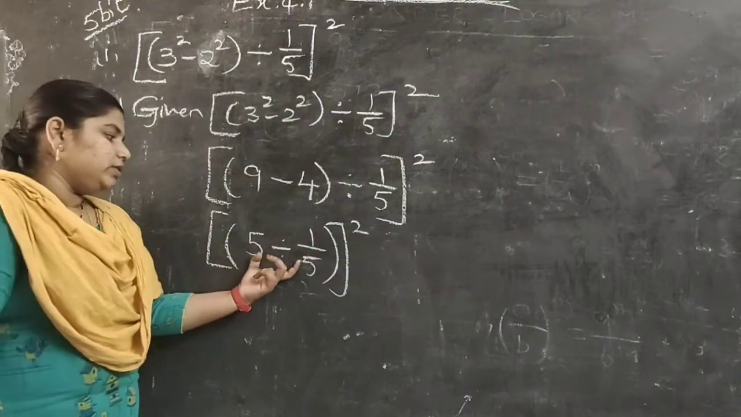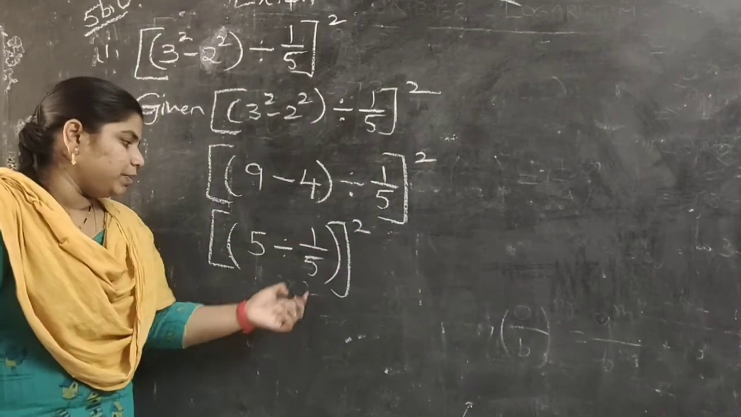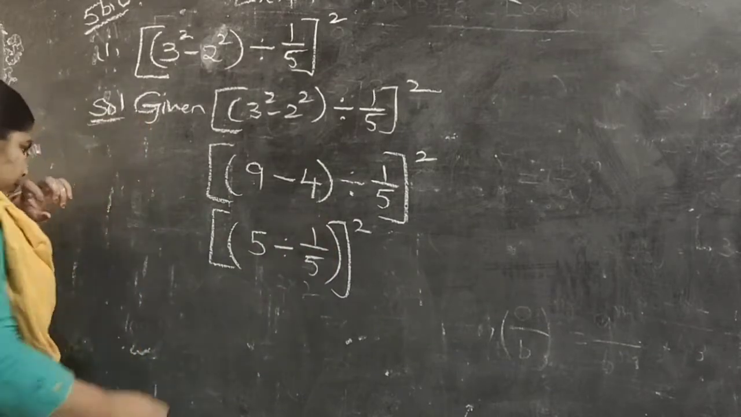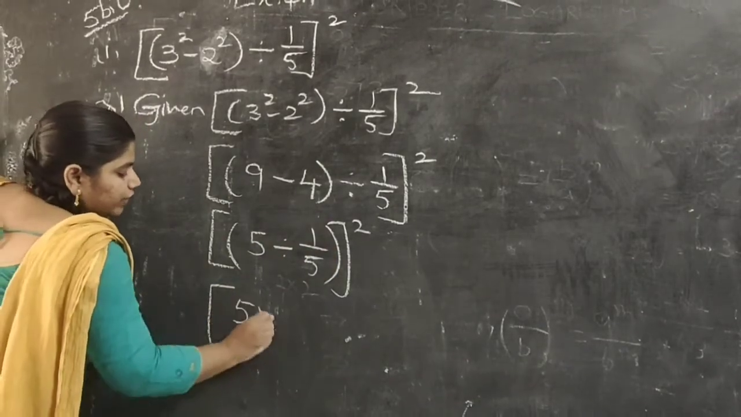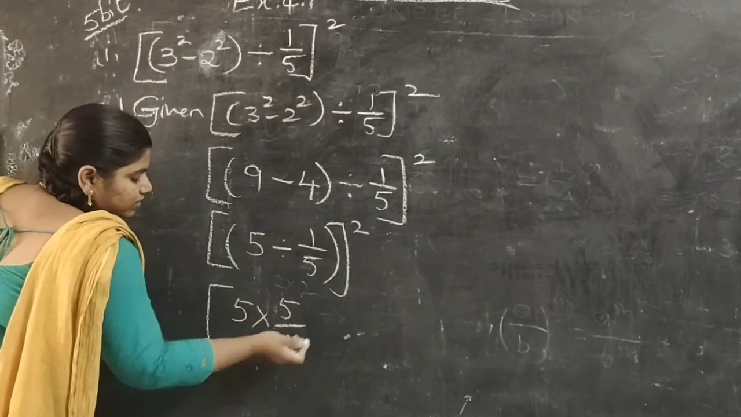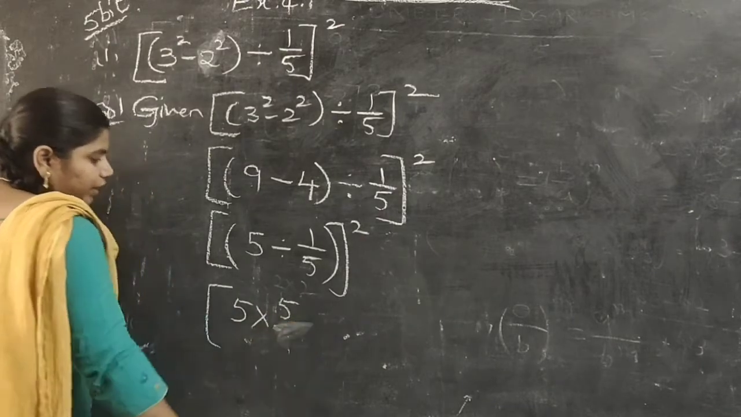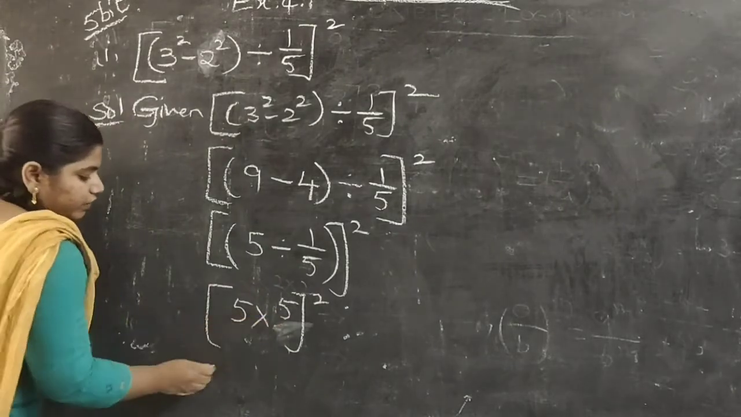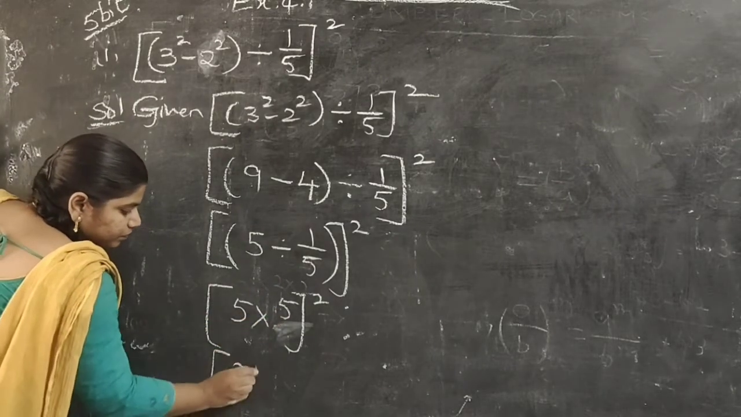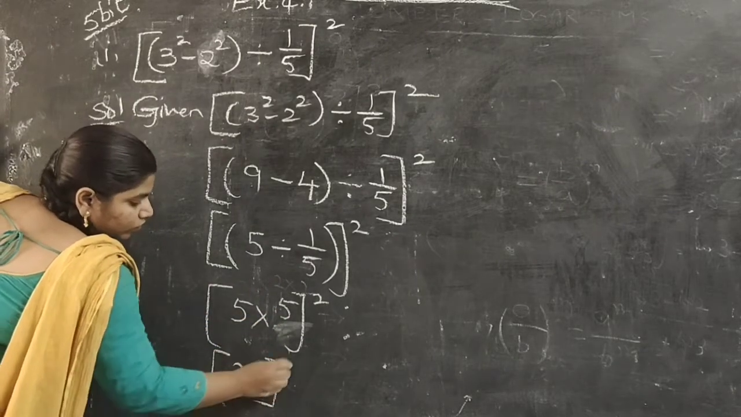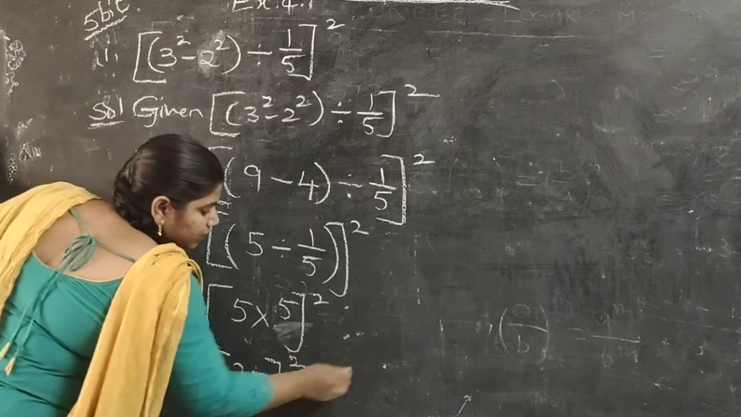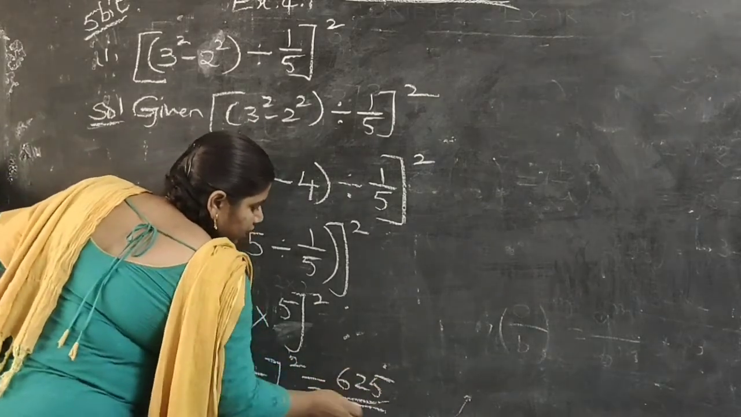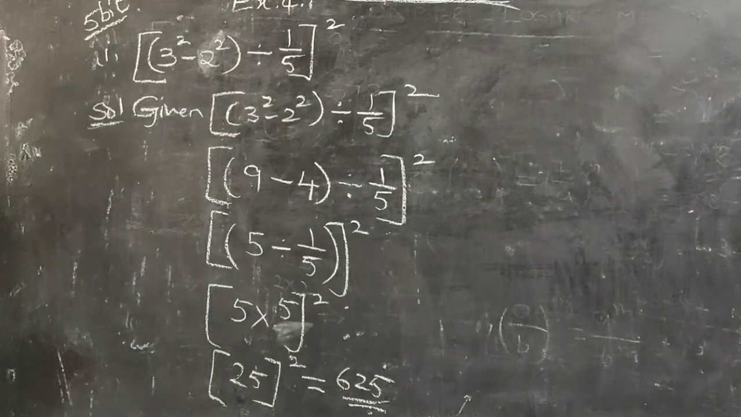Now how you will divide these two? Division will be converted to multiplication. Second term will be reciprocal. So that will be 5 into 5 by 1 is nothing but 5 only. So 5 5s are into whole square. So 5 into 5 is 25 whole square. 25 square is how much? 625.